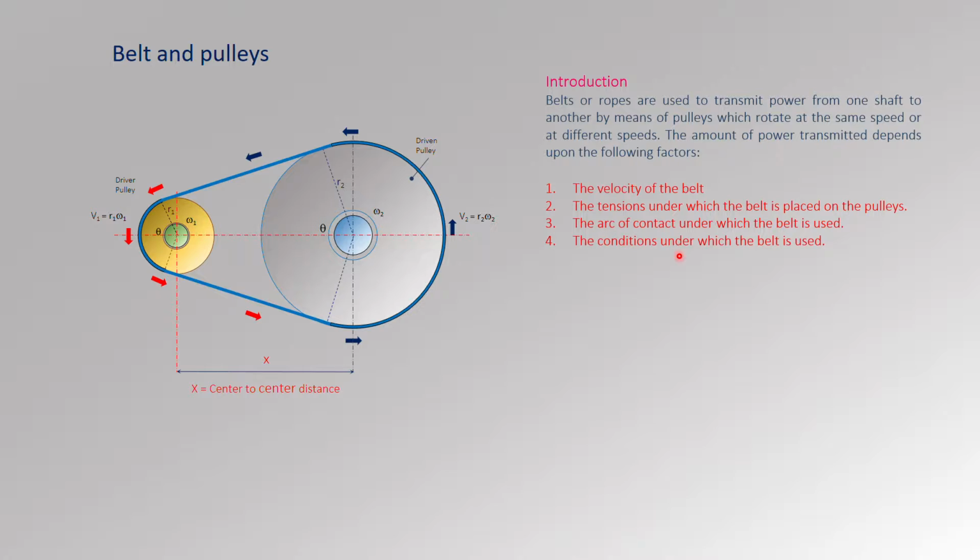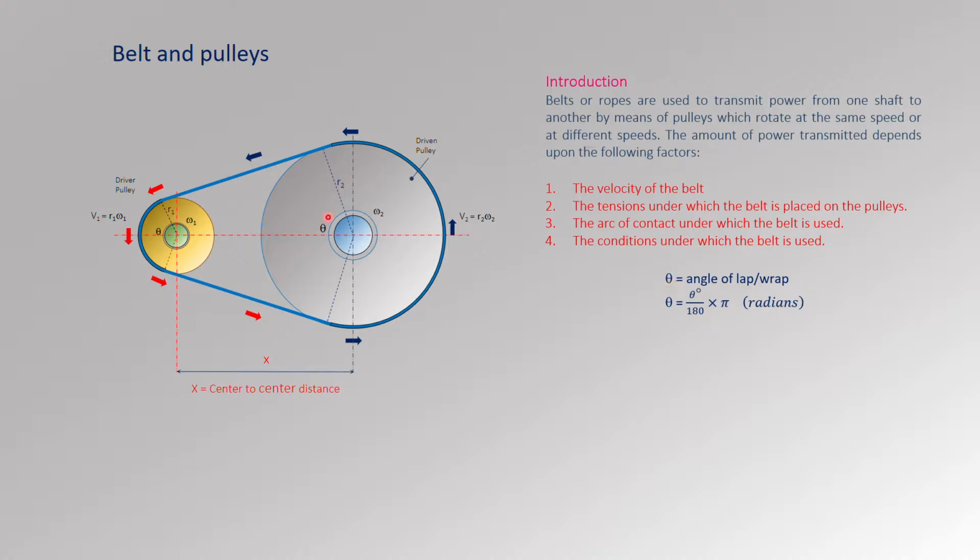4. Now the conditions under which the belt is used. So it depends on where you are using this belt and pulley drive. So these are the 4 points that will greatly affect the amount of power to be transmitted.